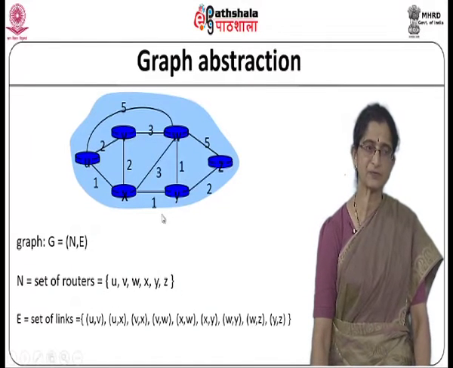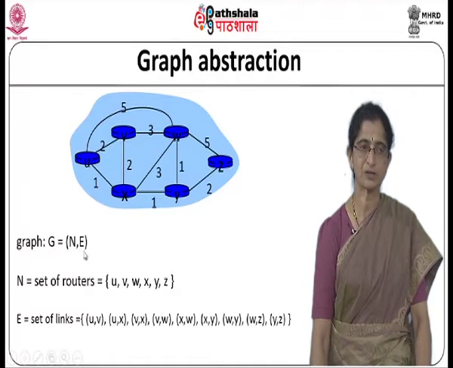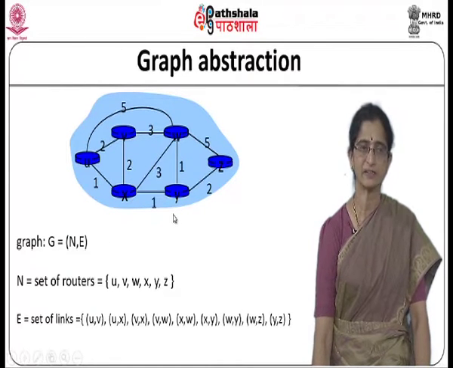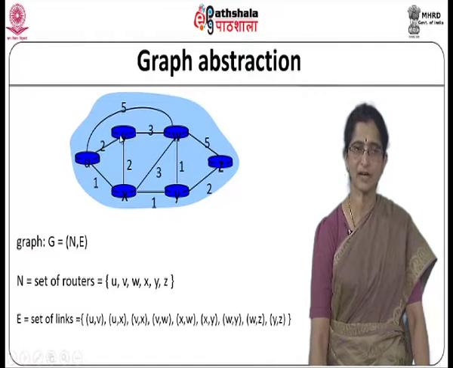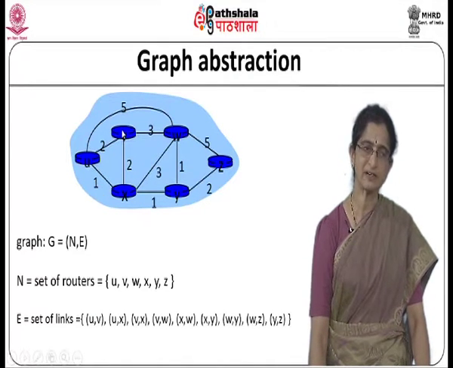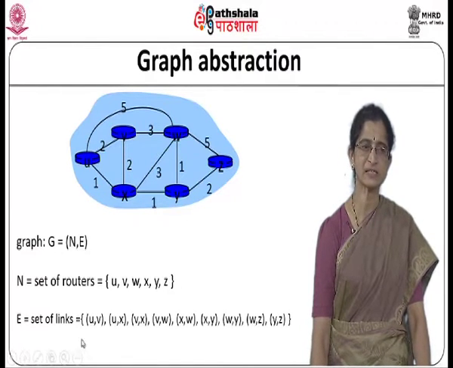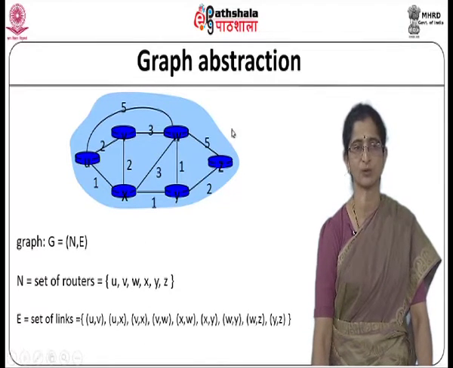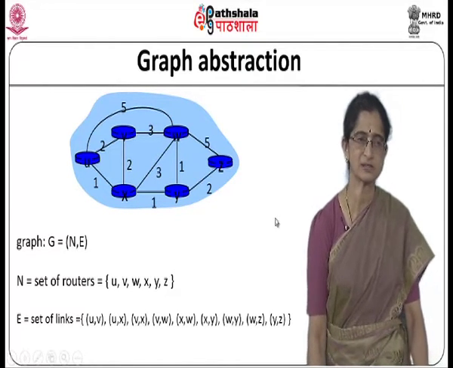Going a little further, mathematically we represent graph G as consisting of N and E. N is the set of nodes, which represent the set of routers, and E are the edges, which represent the links. So, you have routers connected by links. You can easily understand why the network can be modeled as a graph, because we have routers and we have links between them, which directly correspond to nodes and edges. E is the set of all the links that you have: the link between U and V, U and X, U and W, and so on, all the different links specified here. This is how the network is modeled as a graph.